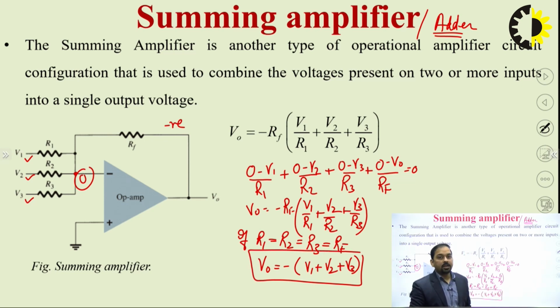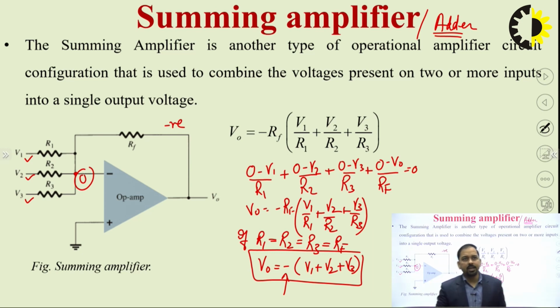So we are getting a result which is the addition of various voltages, V1, V2, V3. So it is an adder circuit. Now we can also see this mathematical expression. It has a negative of V1 plus V2 plus V3. So this negative sign again shows it is the inverting summer. It is performing the addition but with a negative sign. So it is the inverting summer.